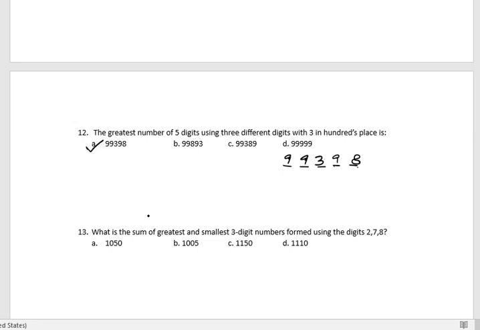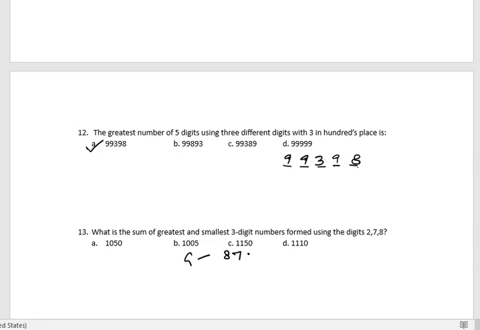Next question. What is the sum of greatest and the smallest 3-digit number formed using the digits 2, 7 and 8? It is permutation question. And when we talk about the digits given to us and when we find out the greatest number, we have to write all the digits in the descending order. So if I say greatest number is what?